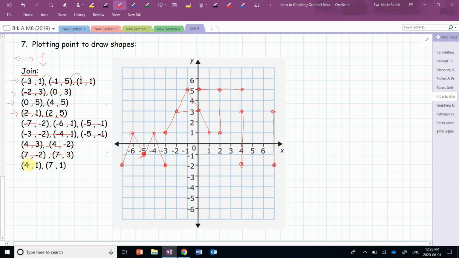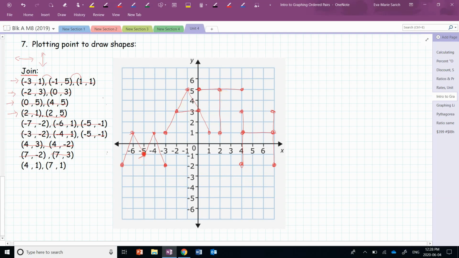All right. The last one is at 4, 1. So that means we're going to go right 4, up 1, drop a point, and then right 7, up 1. So right 7, up 1 drops another point, and we connect those together. All right, so in this case, we should be able to see that we have spelt out the word math, M-A-T-H, by connecting the points together.